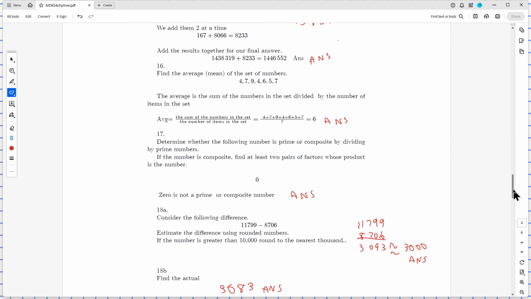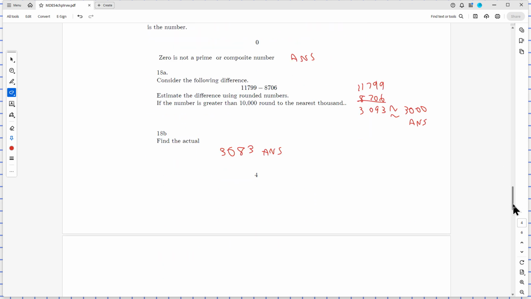And then number 18, they want you to subtract, so I did my subtraction here. And then they want us to round the result to the nearest thousand. So I subtract, I end up with 3,093. Round it, it gets 3,000. And they say find the actual. The actual in this case, we found out earlier, is $3,083.